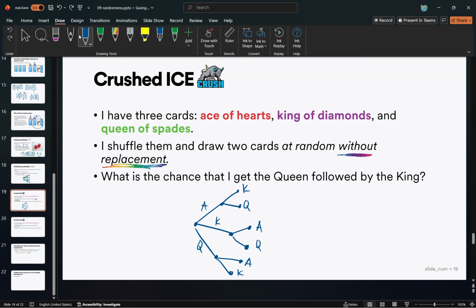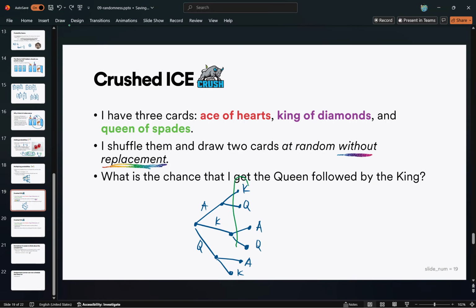So what we care about, you see how there are 6 options total at the very end, our goal. What did we want? We wanted the queen and then the king. So we wanted this one down here, and then this one right here. And the way that you can calculate it, it is going to be 1/6, right? It's 1 out of 6 of these options at the end there.